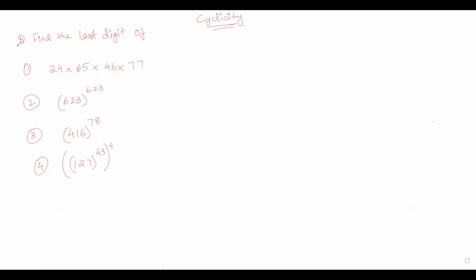Now, let us find the last digit of these numbers. I would suggest you to find the last digit of these numbers from your end first and then to look at the solution. The first is 24 times 65 times 46 times 77. So here, if you observe carefully, it contains a multiple of 2 and it contains a multiple of 5. So directly we can say that the last digit would be 0.